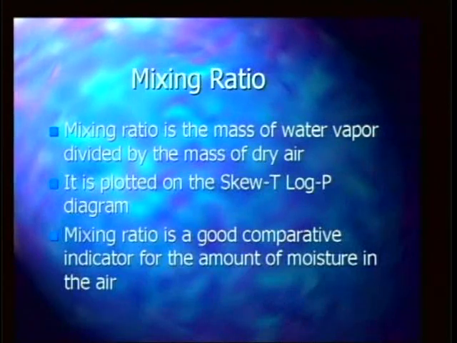Next, we'll go over the mixing ratio. Mixing ratio is the mass of water vapor divided by the mass of dry air, and it is plotted on the skew-T log P diagram. Dew point on the skew-T log P diagram is plotted using the isotherm. So you determine the temperature and the dew point by looking at the isotherm values on the skew-T. Just like with dew point, mixing ratio is a good comparative indicator for the amount of moisture that's in the air.